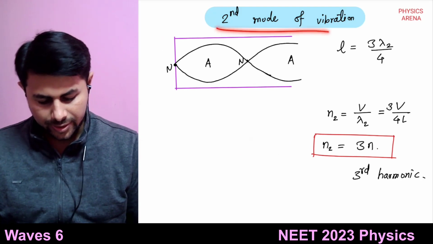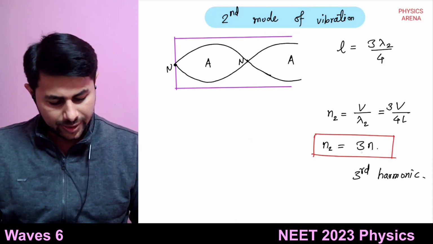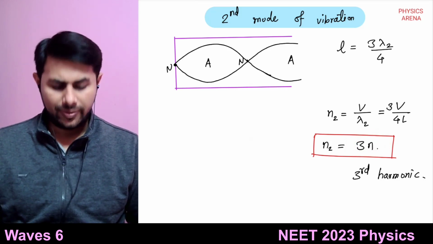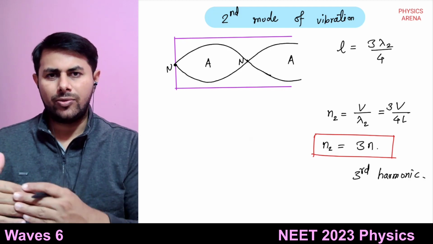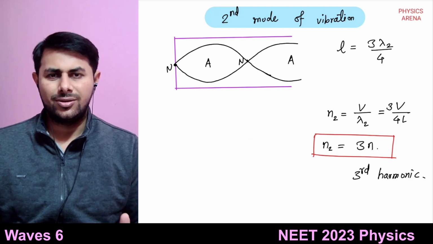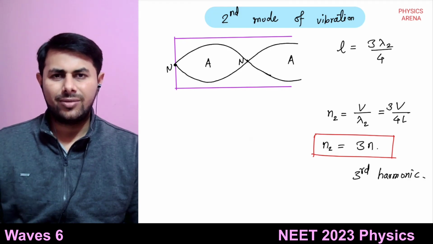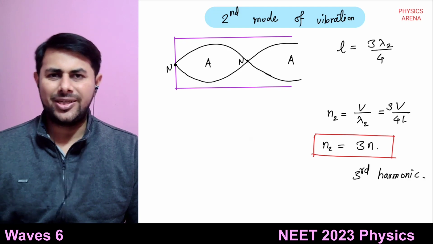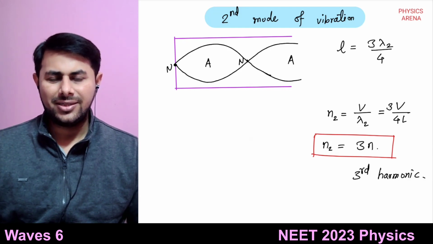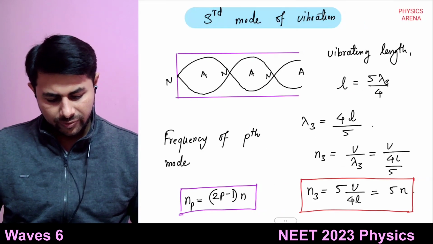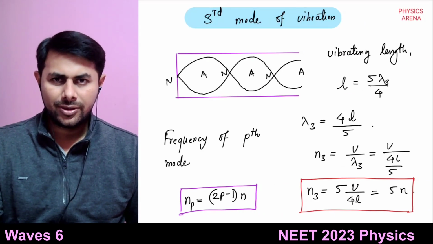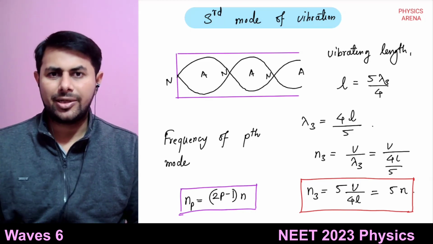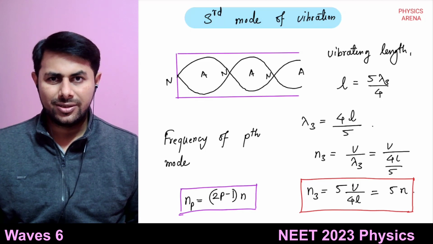That means the frequency of the second mode of vibration is equal to what? 3 times n. Okay, it is the third harmonic. So now see, when you move from the first mode to the second mode, you go directly from the first harmonic to the third harmonic. So the second harmonic is not present there, right? Second harmonic is not present. When you go from the second mode to the third mode, you jump to the fifth harmonic. That means you jump from the third harmonic to the fifth harmonic. So the fourth harmonic is not present.